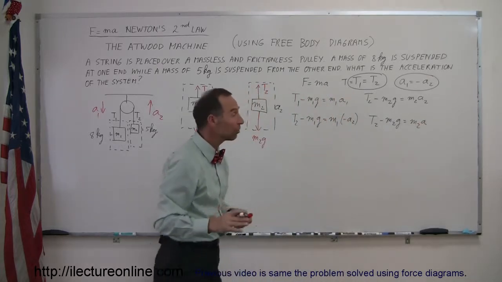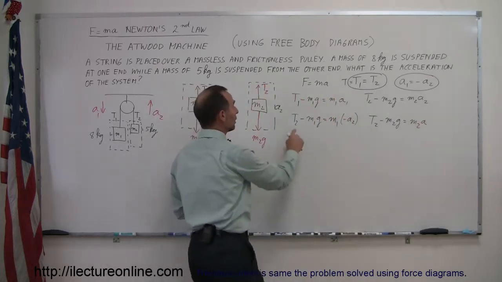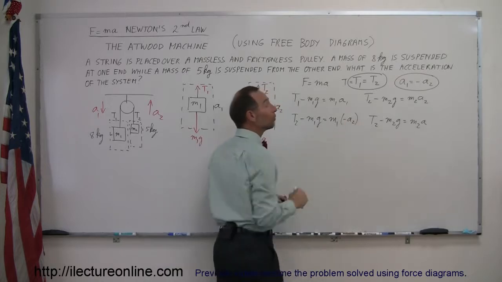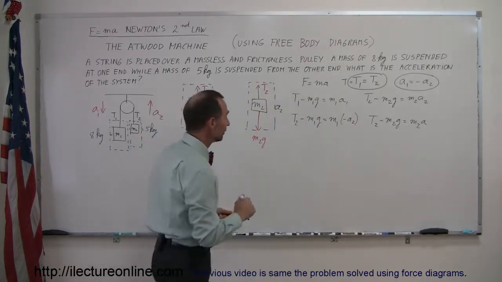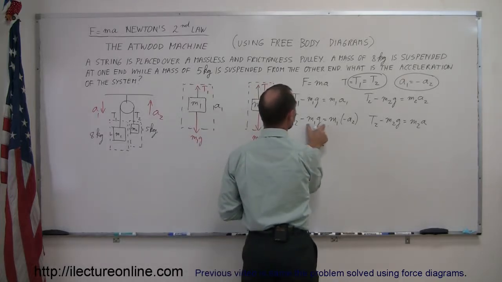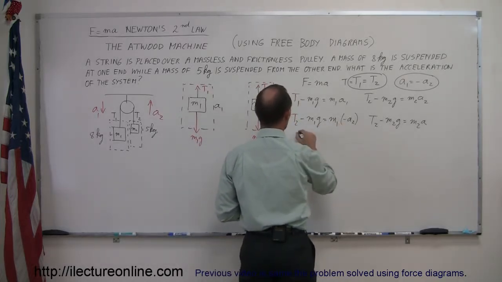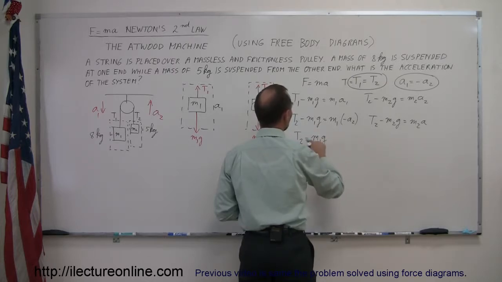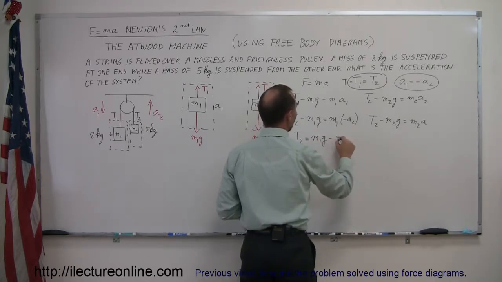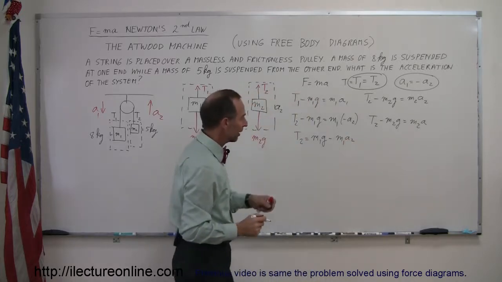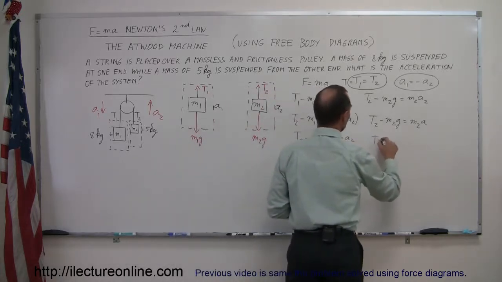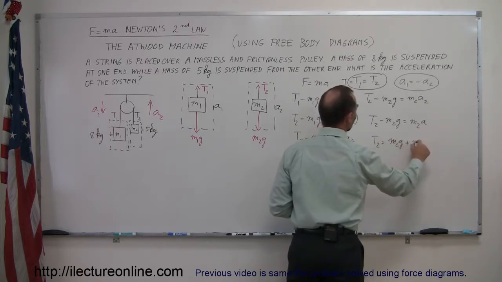Now we have two equations and only two unknowns, T2 and A2, and we can solve those simultaneously. So let's solve each equation for T2. We can do that by moving this across and applying the sign here. So we have T2 is equal to a positive M1G when we cross the equal sign, minus M1A2. And on the right side, T2 is equal to a positive M2G plus M2A.